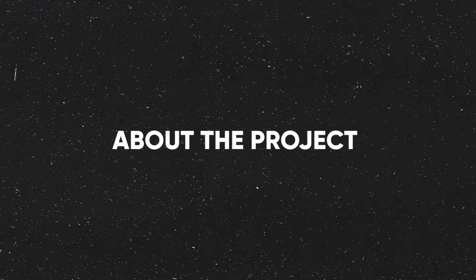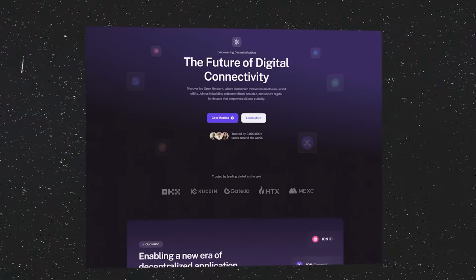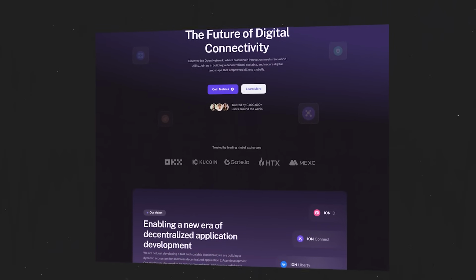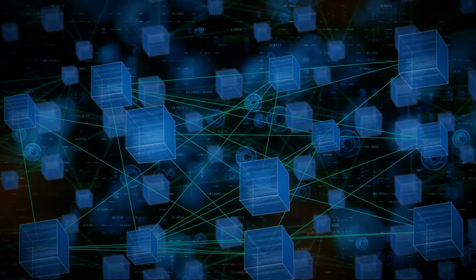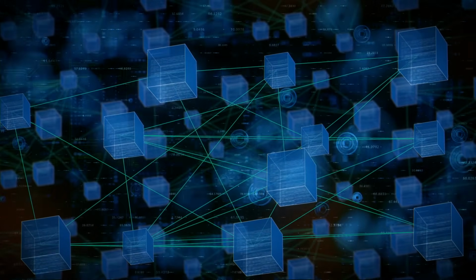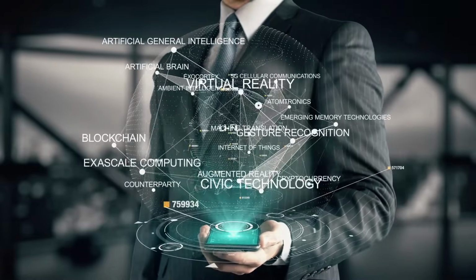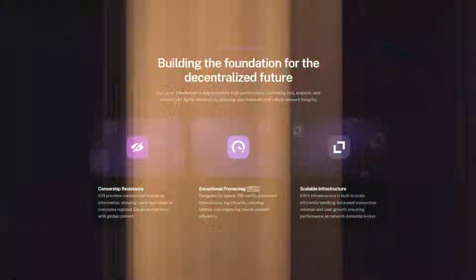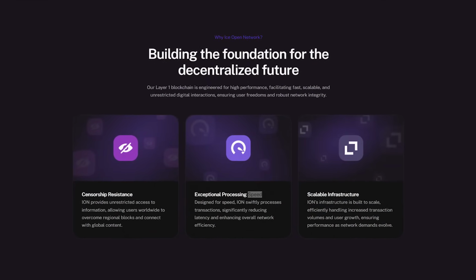So, what is ICE? ICE Open Network is a revolutionary blockchain initiative designed to address the issues of centralization, privacy, and data ownership that are pervasive in today's digital environment. Building on the legacy of the Open Network blockchain, ION introduces an ecosystem of decentralized services aimed at encouraging and rewarding participation and authentic content creation. The ION blockchain is designed to provide unmatched speed, scalability, and security.